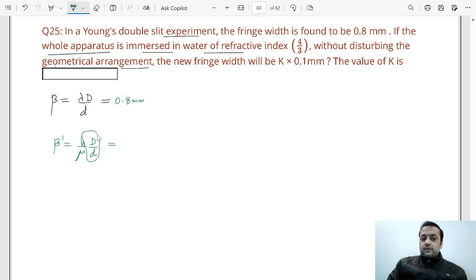So this value was 0.8 mm, and mu is 4/3. That means this will become 0.6 mm. Hence this is 6 into 0.1 mm, so this k will be nothing but 6. I hope you would have understood. Thank you so much.